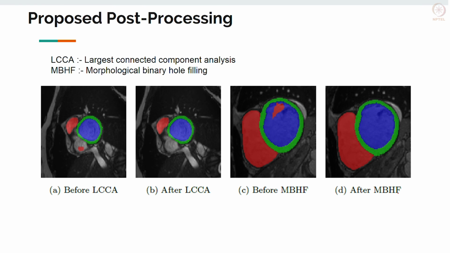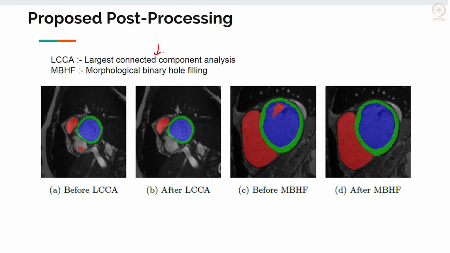After prediction, we do post processing. So, what does post processing do? It does largest connected component analysis. In MATLAB these are automated, so please look up connected component analysis in MATLAB. Okay. It comes under the topic of morphological image processing, you can look that up too. So, we do largest connected component and also hole filling, again morphological binary hole filling.